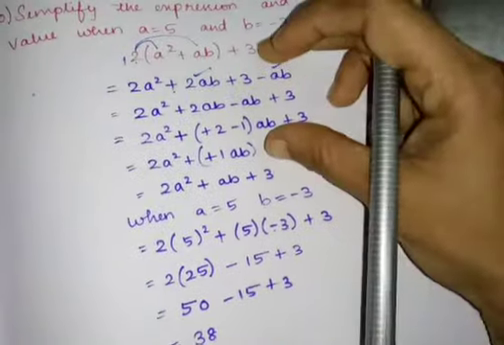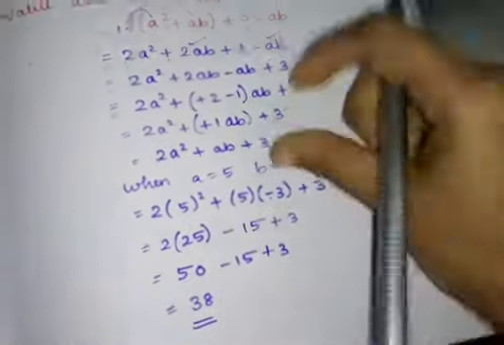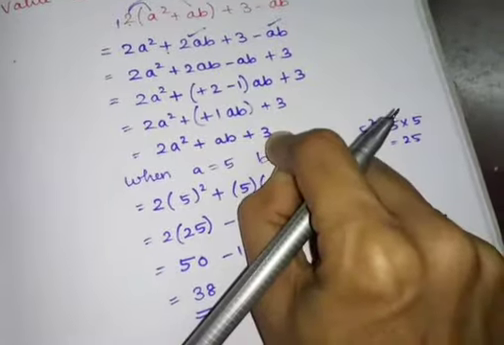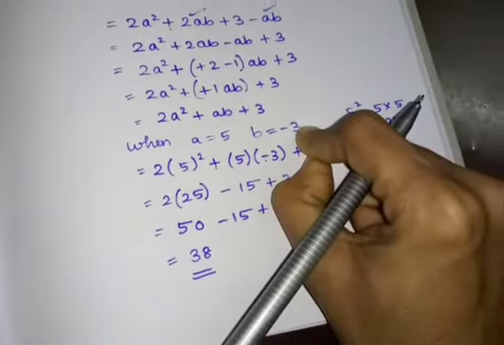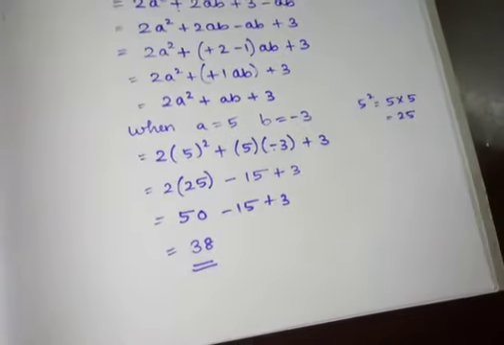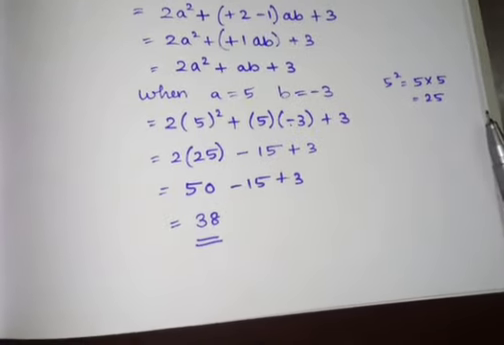See, I have simplified the given expression and found the value of the expression by substituting a is equal to 5, b is equal to minus 3. So, answer is 38. Okay, understood?